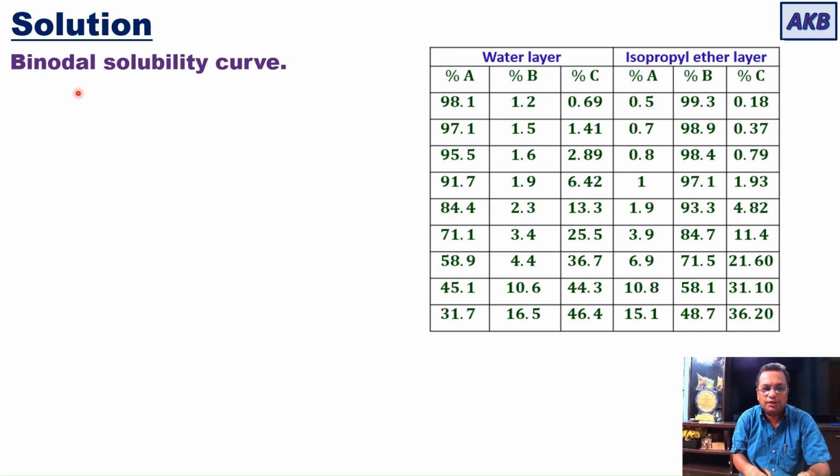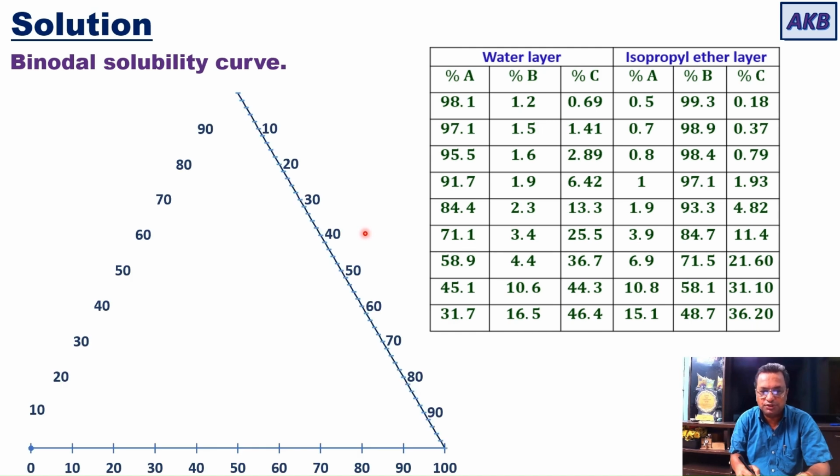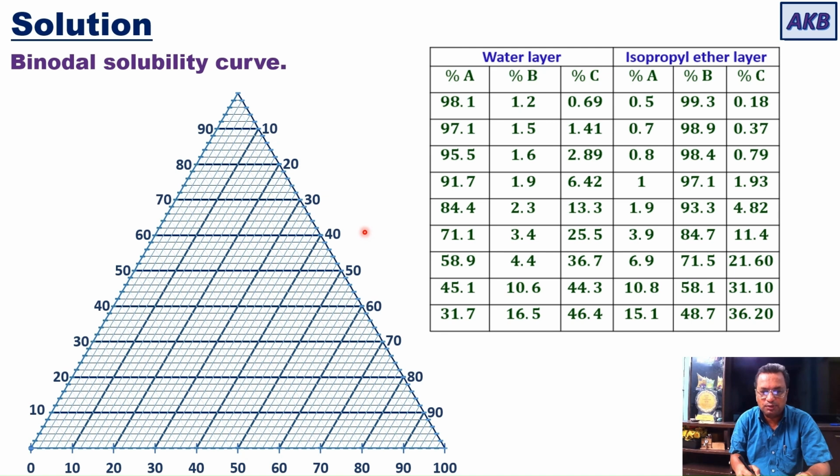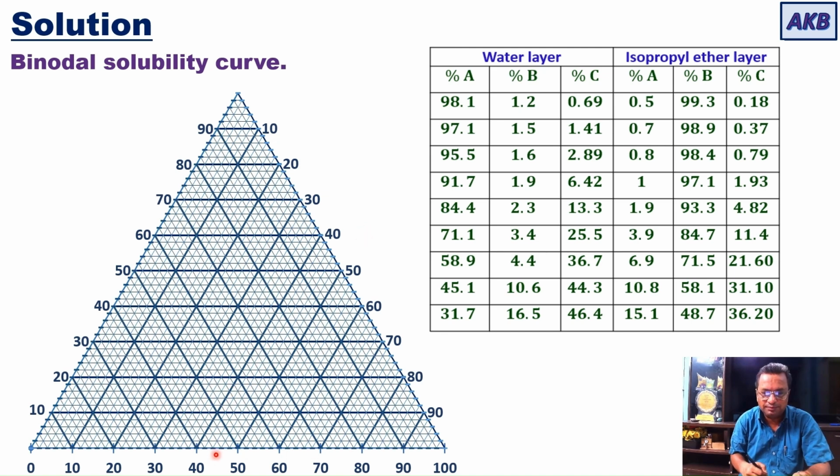Okay, so as I said earlier, we are going to plot the binodal solubility curve on a triangular graph. I'll show the triangular graph that I'll be using over here. So this is the triangular graph that I'll be using, and we are going to plot this ternary equilibrium data on this triangular graph. So this apex, let it represent pure component A. This apex, let it represent pure component B, and this apex, let it represent pure component C.